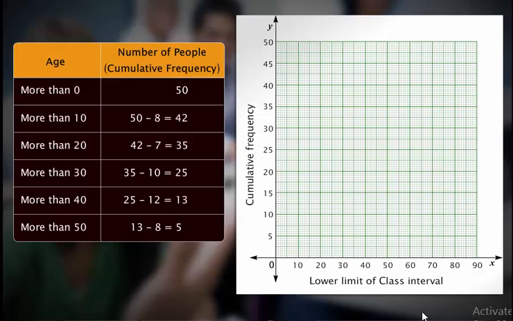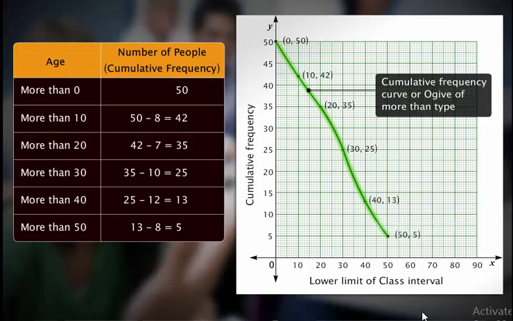Now we plot the coordinate points (0, 50), (10, 42), (20, 35), (30, 25), (40, 13), and (50, 5) in the graph sheet. Next, we join the points by a hand-drawn smooth curve as shown here. Since this curve is obtained by the cumulative frequency distribution of more than type, we call it the cumulative frequency curve or ogive of more than type. Notice that the curve is a falling curve.